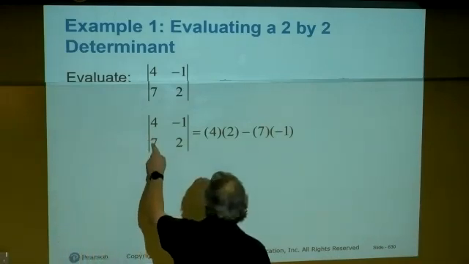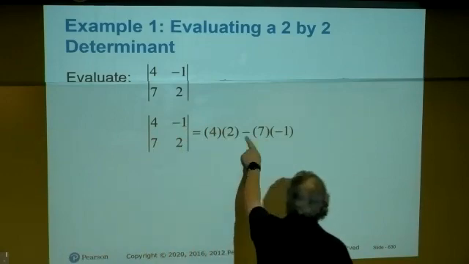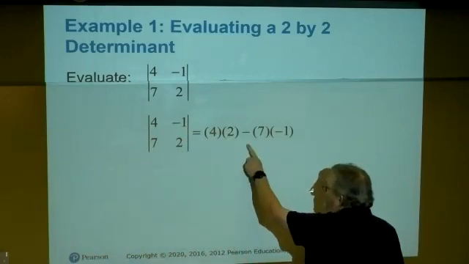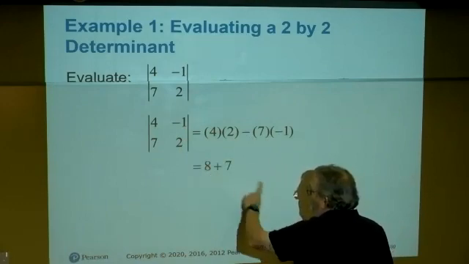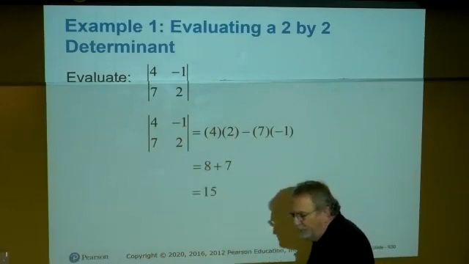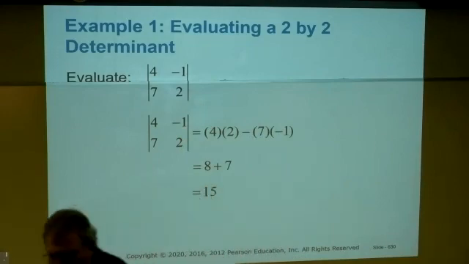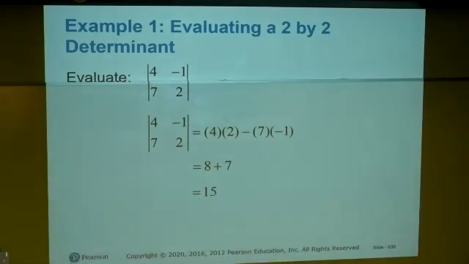And so 7 times negative 1, then we're going to subtract this product. So we're subtracting a negative 7, so that means we're adding 7. So it's 15, 8 plus 7. That's the determinant. Now, a determinant isn't an end in itself. We use determinants to find other things, which we'll get to in a moment.